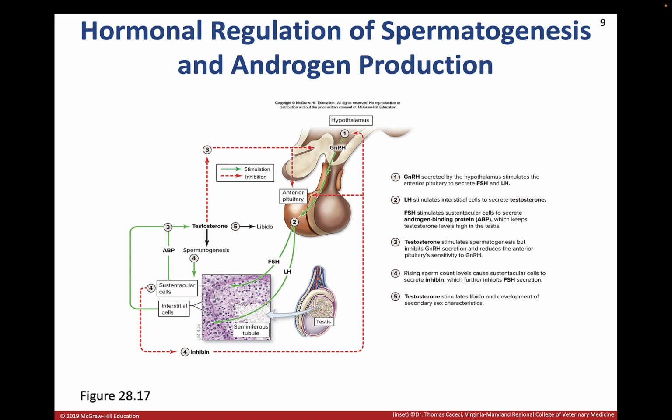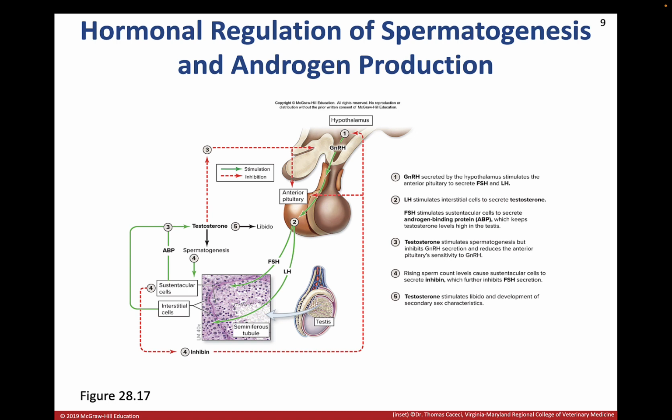Here we're looking at the hormonal regulation of spermatogenesis and the production of androgens. First, as usual, gonadotropin-releasing hormone is secreted by the hypothalamus, and that will stimulate the anterior pituitary to secrete follicle-stimulating hormone and luteinizing hormone. Remember, luteinizing hormone stimulates the interstitial cells, or cells of Leydig, to secrete testosterone. Follicle-stimulating hormone stimulates the sustentacular cells to secrete androgen-binding protein, which keeps testosterone levels high in the testes, and also stimulates the production of sperm.